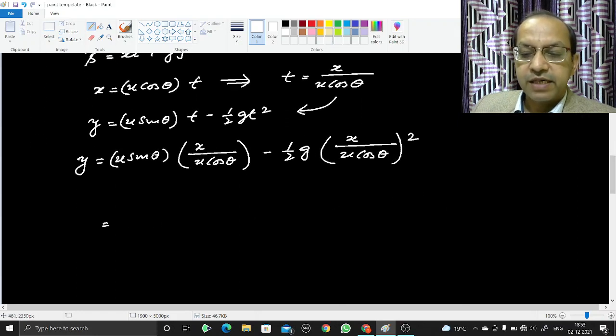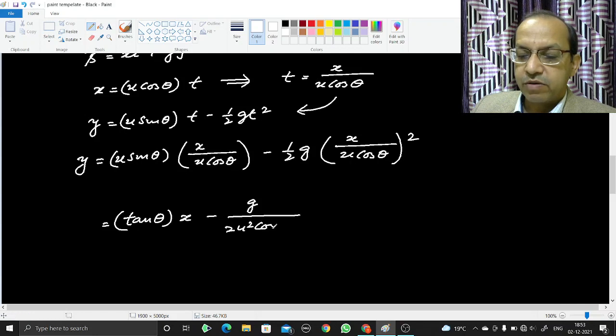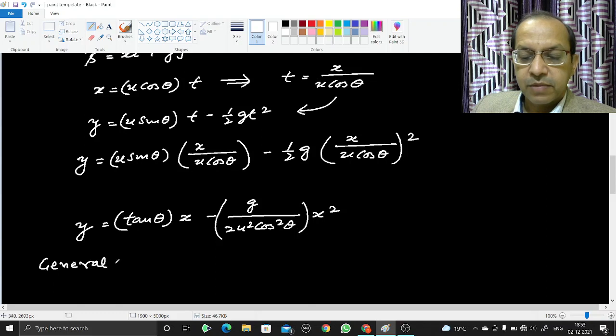So it is equal to sin theta upon cos theta, that is tan theta. u cancels out. So it is tan theta into x minus, this is x square and it is g upon 2u square cos square theta into x square. So y equal to this into x minus this into x square. It is similar to the general equation of a parabola.